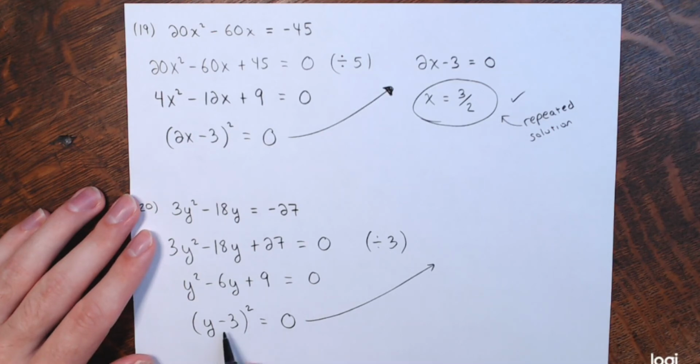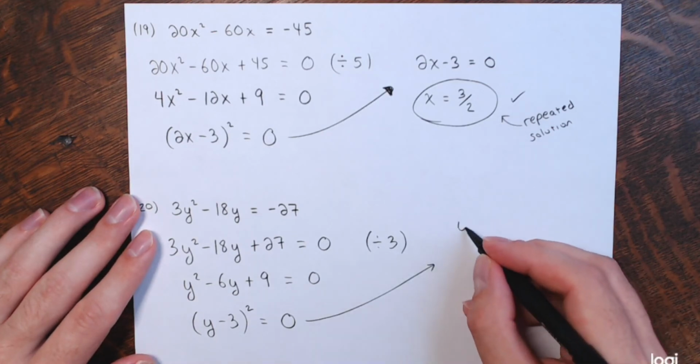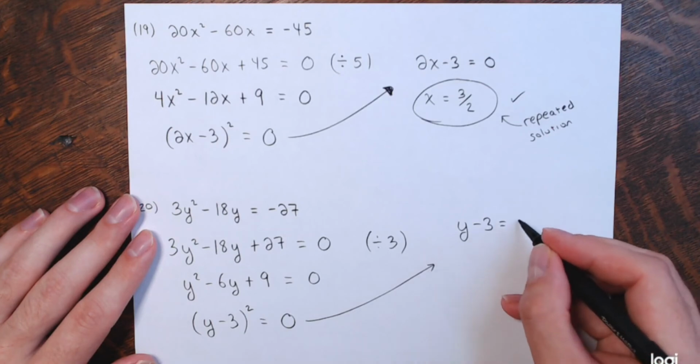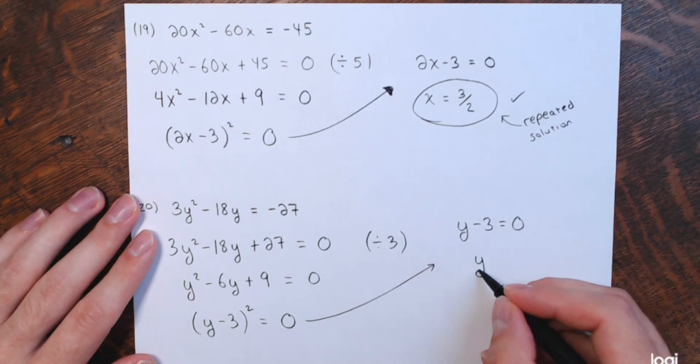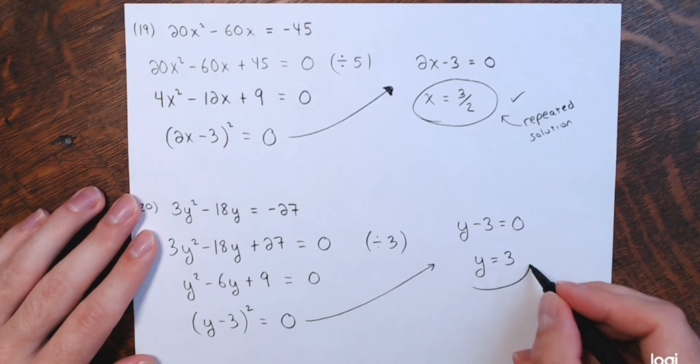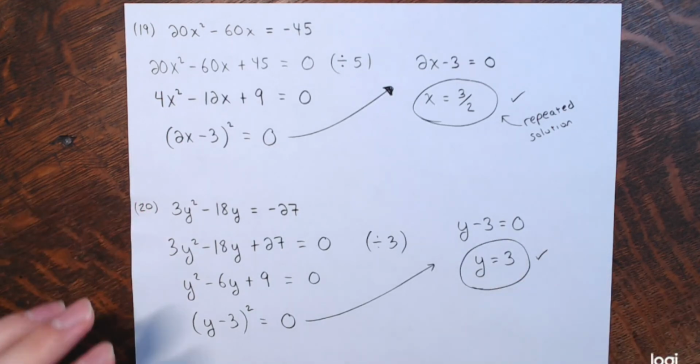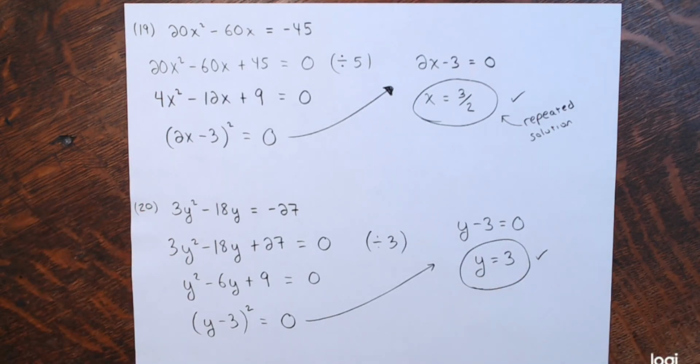The only number that you can square to get 0 is 0. So y minus 3 must be 0. In other words, y must be equal to 3. And that is the only solution to this equation. And check it, right? Make sure you're checking it back in the original statement. Replace y with 3. It should be a true statement.